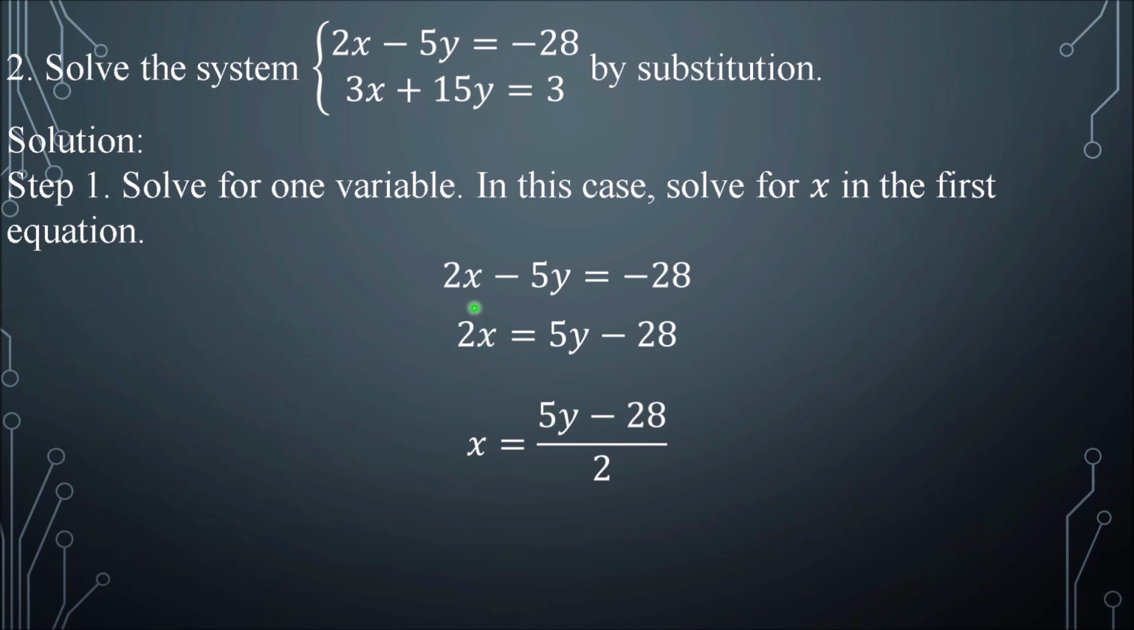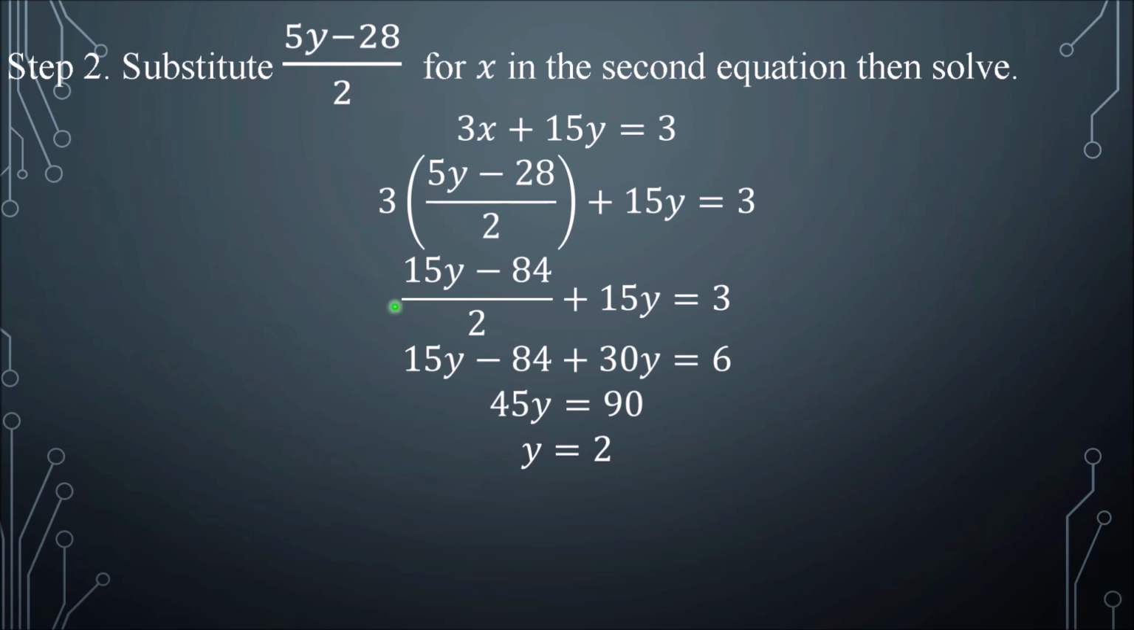We isolate 2x first. We transfer this negative 5y to the other side, and we divide all sides by 2. So as a result, we have x is equal to 5y minus 28 over 2. Next step, substitute 5y minus 28 over 2 for x in the second equation.